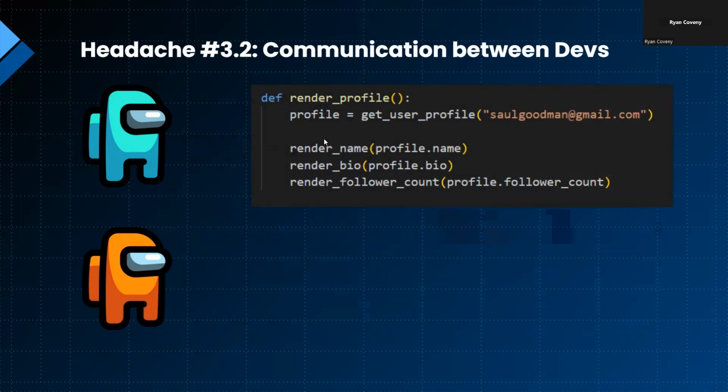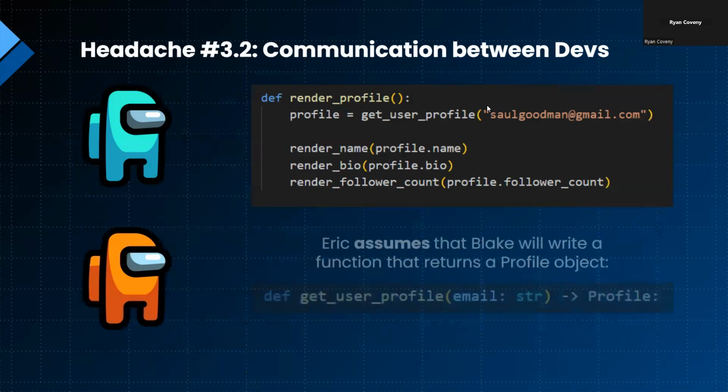So right here, profile would group together certain information like a name, a bio, follower count. Eric assumes that Blake is going to write a function that gives him all of that data in one call. So again, as we can see here, he thinks he's going to get a function that returns a profile object. The thing is, Eric and Blake never actually discuss this. They're just making assumptions here.